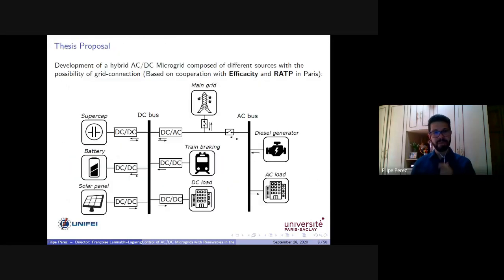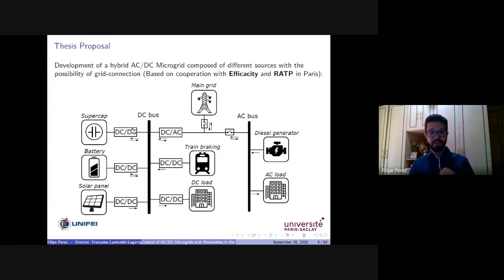So here, the thesis proposal is to develop a hybrid AC microgrid composed of a number of elements. This microgrid is built based on a collaboration with Efficacity, which is a research institute in France, and RATP, which is the subway company in Paris. Based on that, they are building a smart train station, and we are using this model as the grid, as the thesis proposal of the microgrid.